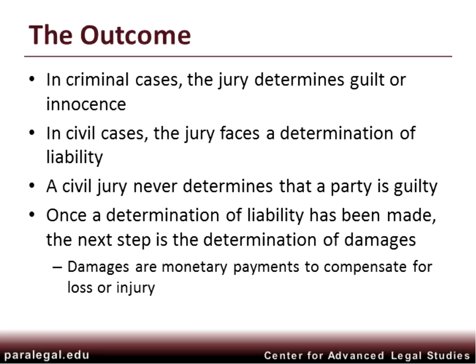But you've got to convince the jury that the other side was at fault in order to get money awarded to you. So what do we have? On the criminal side, we have guilt or innocence. On the civil side, we have liability, and then if the liability is found, we have damages.